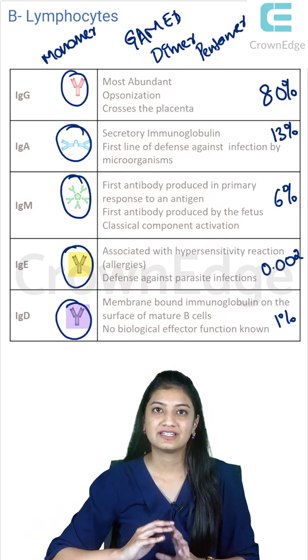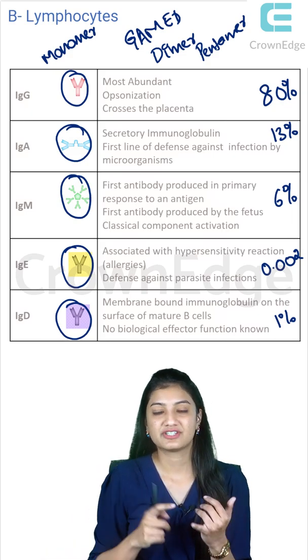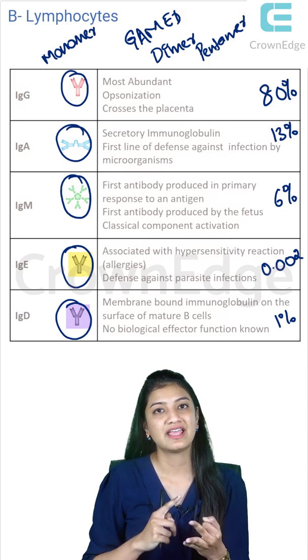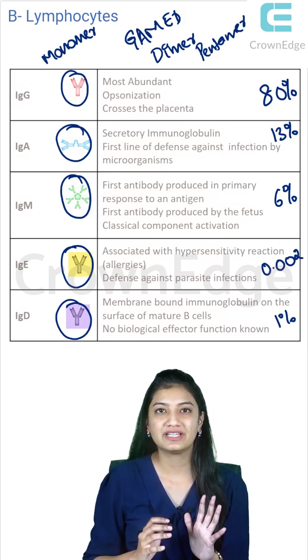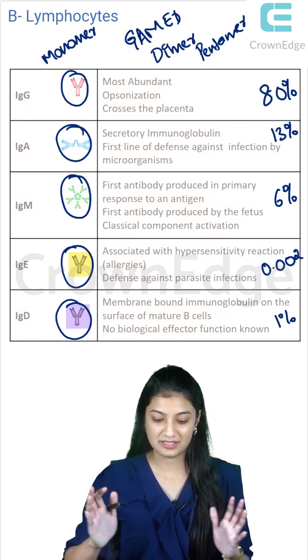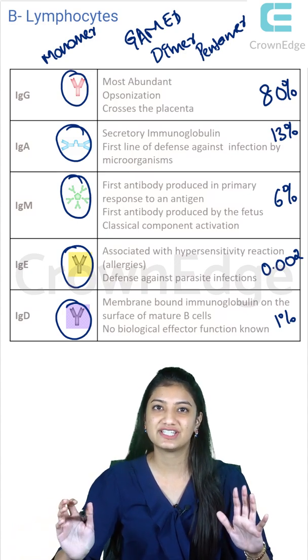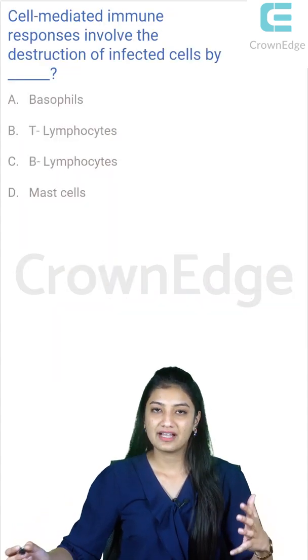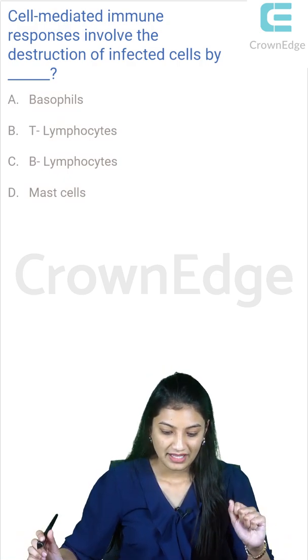So the questions that can be asked from this particular table are based on the structure, the function, and the total amount or content present in the body. Most commonly they will ask which one is the most abundant immunoglobulin present, that is 80% IgG. So let's answer questions based on the lymphocytes and cell-mediated immunity.